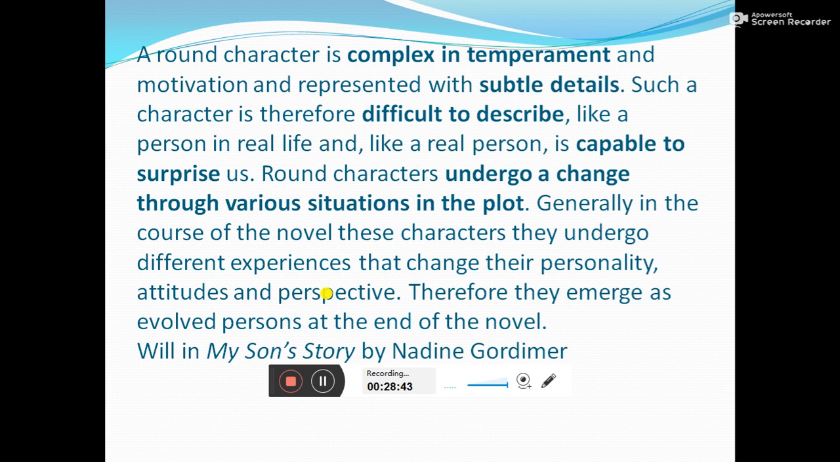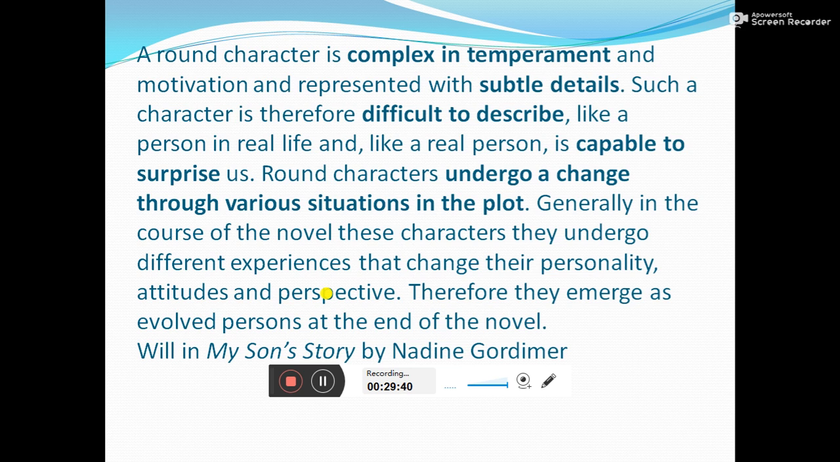Generally, in the course of the novel, these characters undergo different experiences that change their personality. As we undergo various experiences, good and bad, ups and downs of our life, these characters are also shown to undergo different experiences that change their personality, attitude, and perspective. Therefore, they emerge as evolved, developed persons at the end of the novel. My Son's Story is a novel by Nadine Gordimer, and Will, the 14-year-old boy, undergoes so many experiences that he is completely a changed person at the end of the novel.